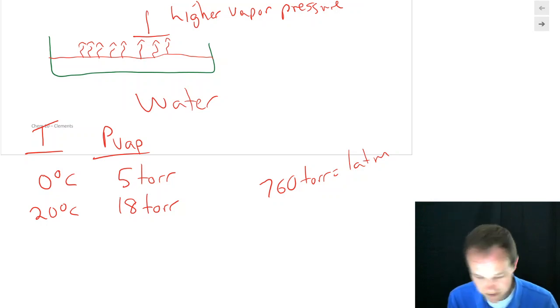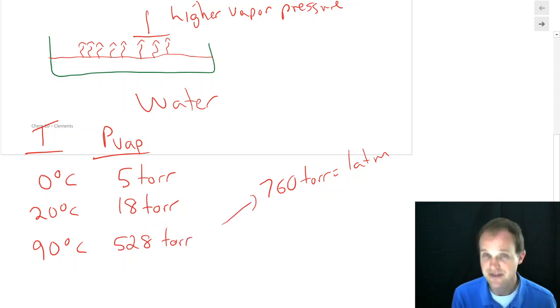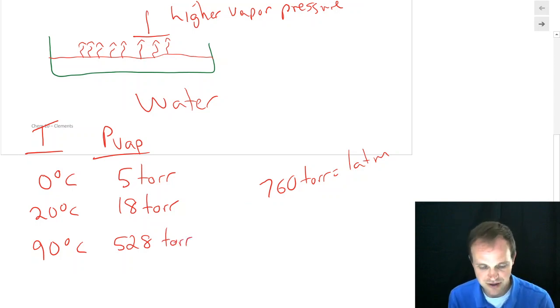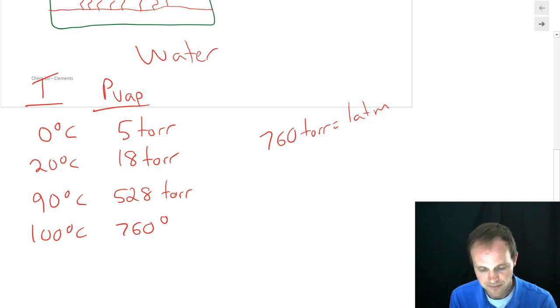Well, let's heat that up a little bit more. Let's get up to 90 degrees Celsius. What's the pressure there? It's 528 torr. Well, that's a big number. That's a lot closer to 760. We're getting close to an atmosphere of pressure. Well, when do we get to an atmosphere of pressure? We get to an atmosphere of pressure at 100 degrees Celsius.